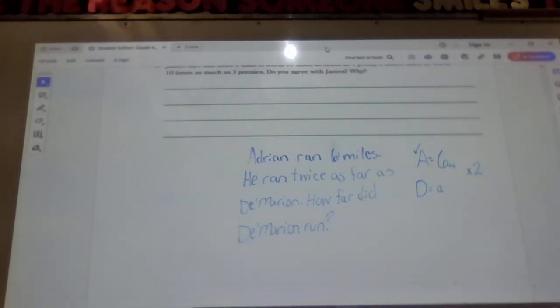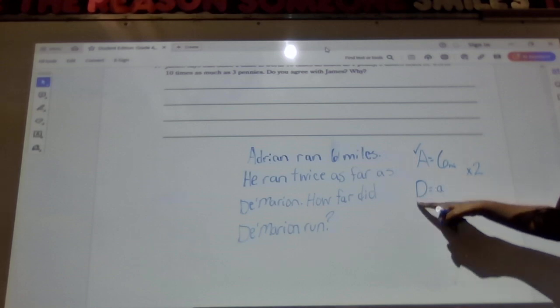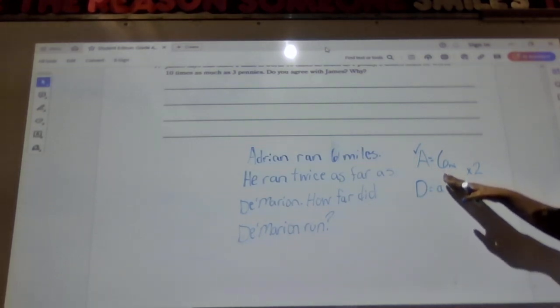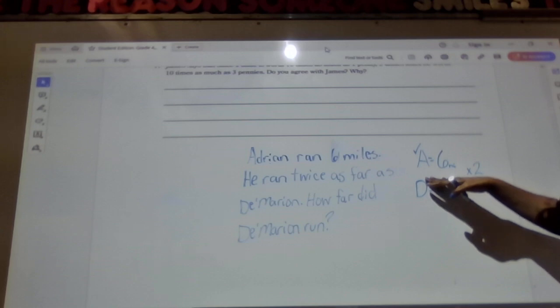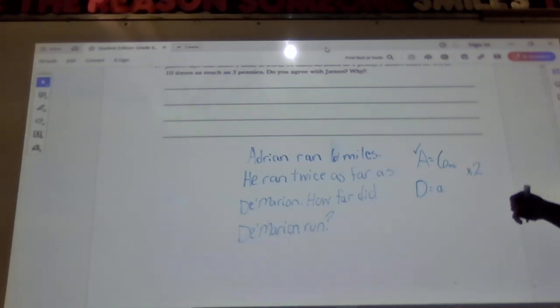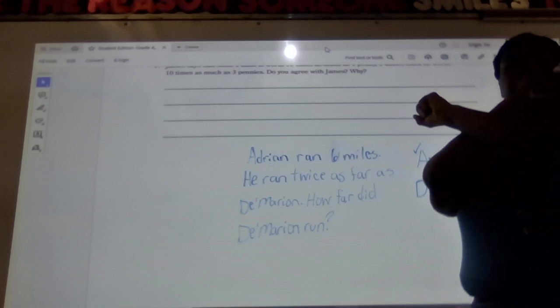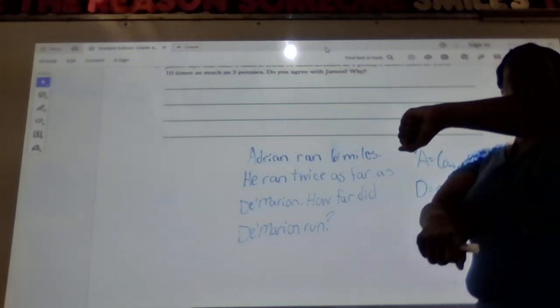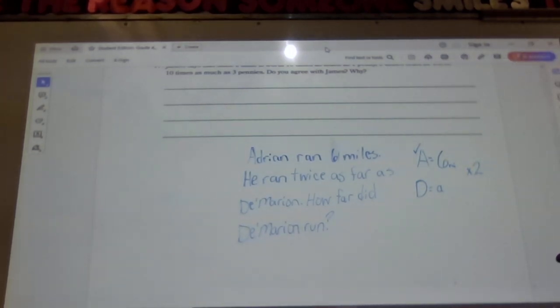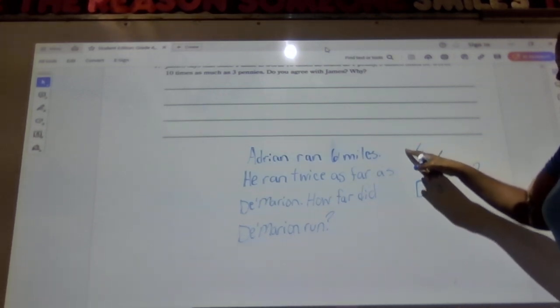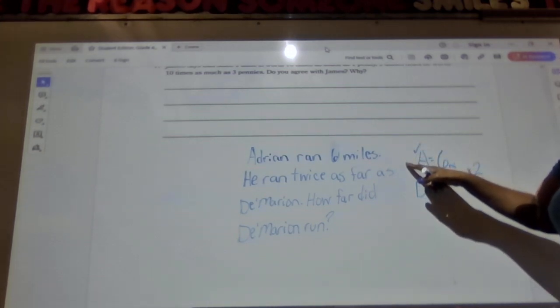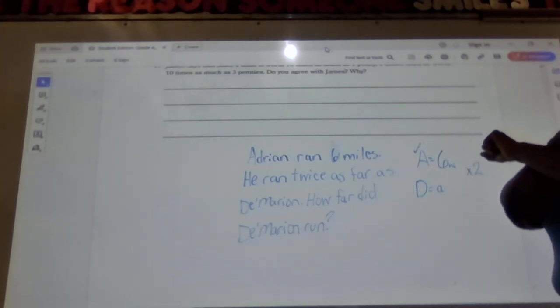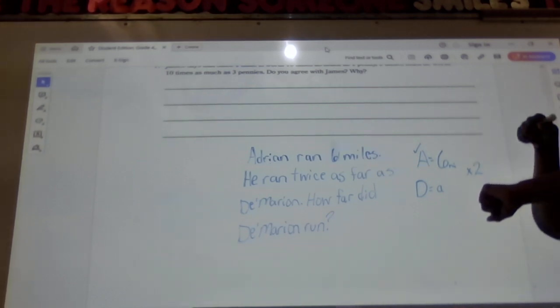Now we know Adrian's number is bigger, so Demarion cannot have run more than 6 miles, because it already said that Adrian ran twice as far. So the question is, are we going to multiply to get our answer, or are we going to divide? If I multiply 6 times 2, that'll give Demarion 12 miles that he ran. But I already remember, because I put this check here, which is so important, that Adrian's number has to be larger. So I'm not going to multiply. That means in this case, I am dividing.